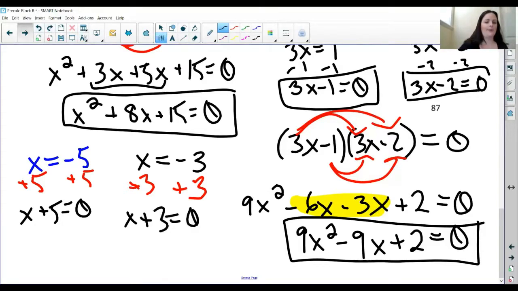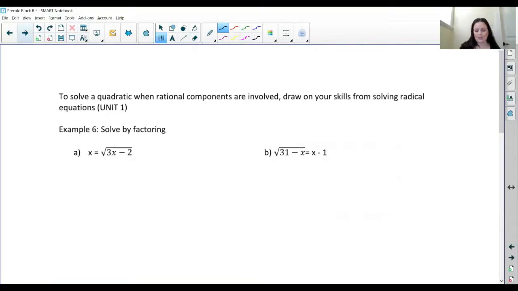All right, so for this question, to solve a quadratic when radical components are involved, you're going to draw on your skills from the first unit that we did, the radical equations, which was unit 1. So the first thing you're going to do when you have something like this is get rid of the radical. Remember, to get rid of the radical, you isolate the radical on one side. Doesn't matter which side it's on. Here, conveniently for 6a, it's already isolated. And you're going to square everything.